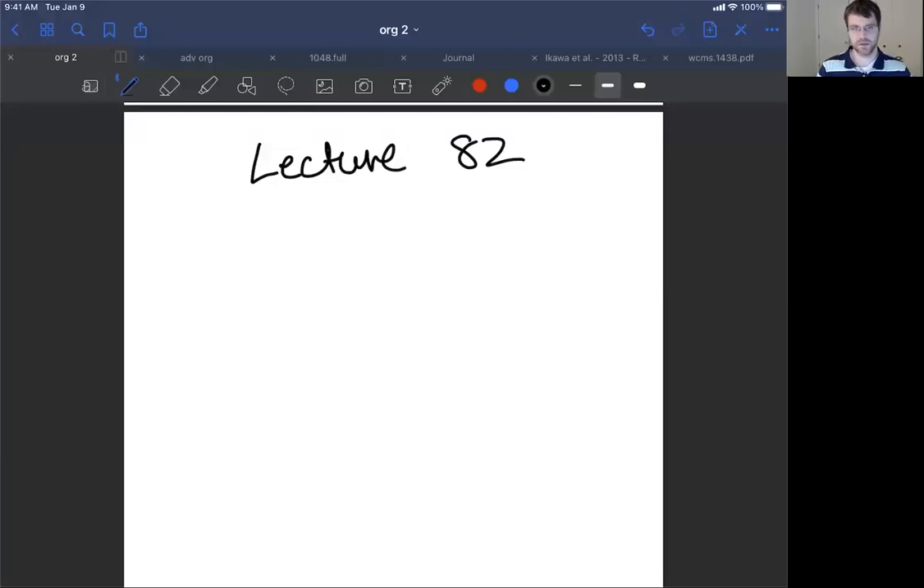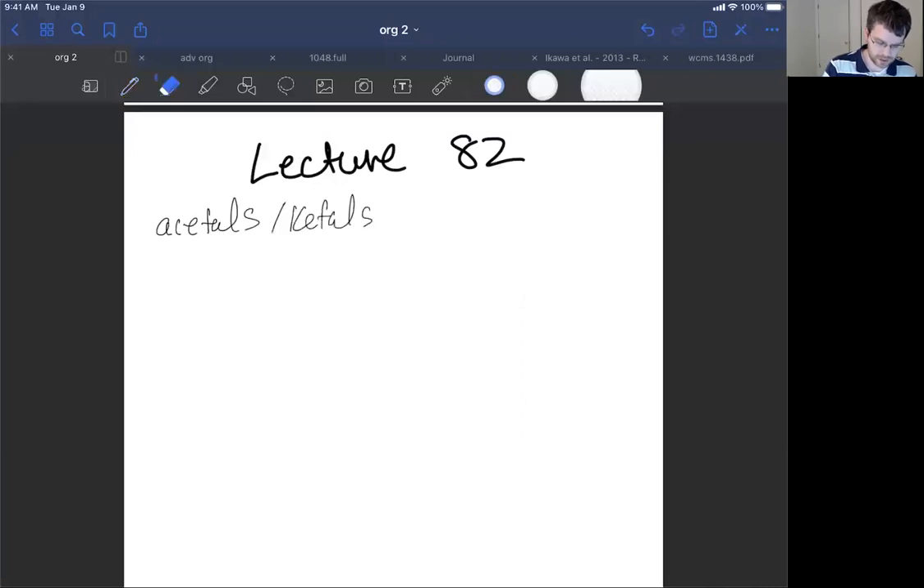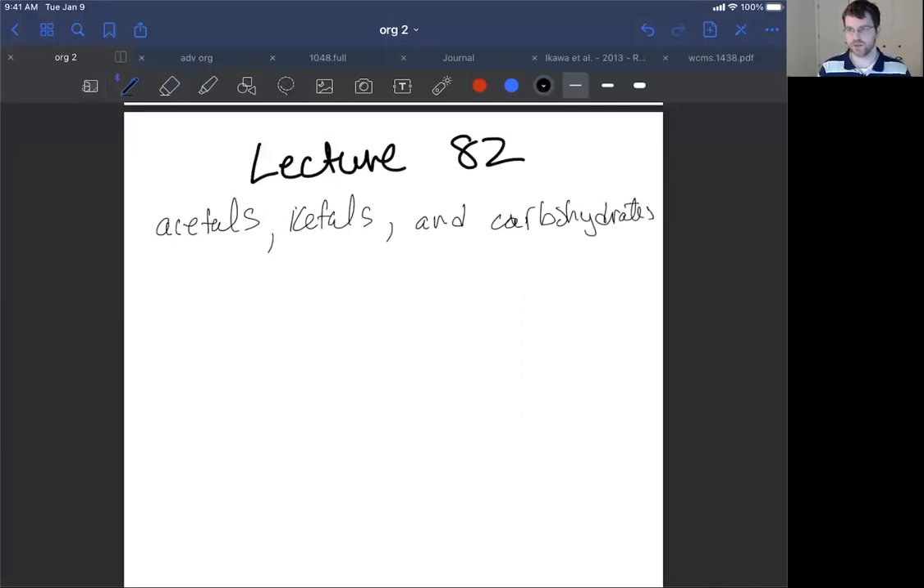So I want to take a little bit of a second to go through some carbohydrate chemistry, very biologically related. I guess we talked about amino acids a couple of lectures ago. So now we're going to talk about acetals, ketals, maybe that's a comma, and carbohydrates. What a title. Okay, so we're going to have some complicated structures, so I figured I'd keep this lecture short as opposed to appending it on to the last lecture.